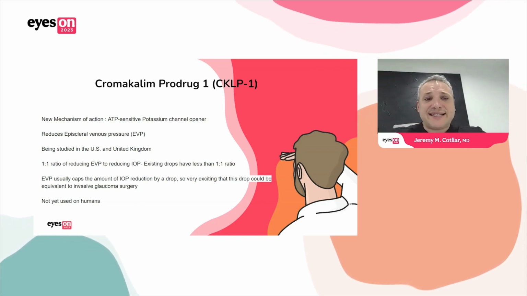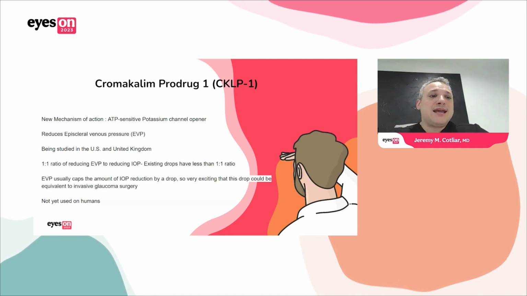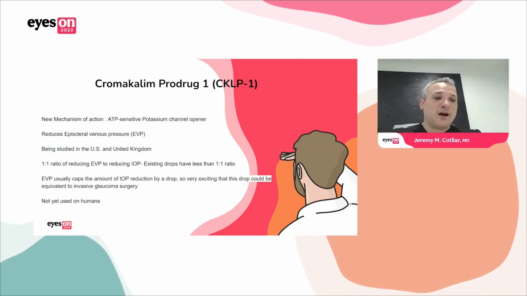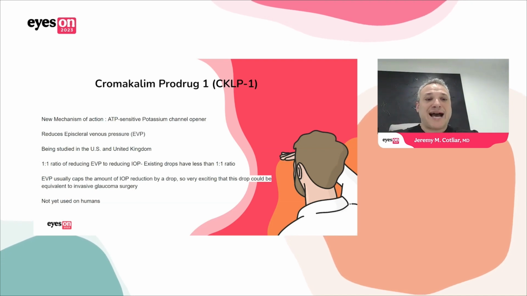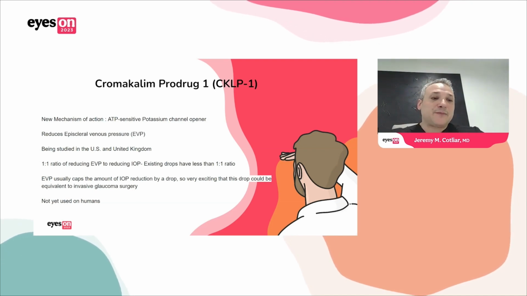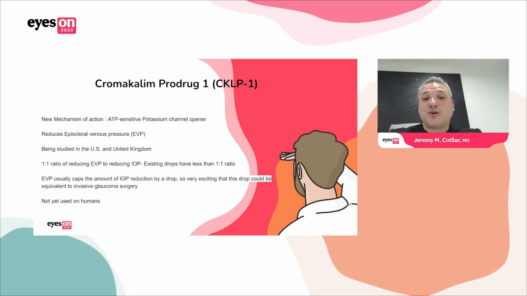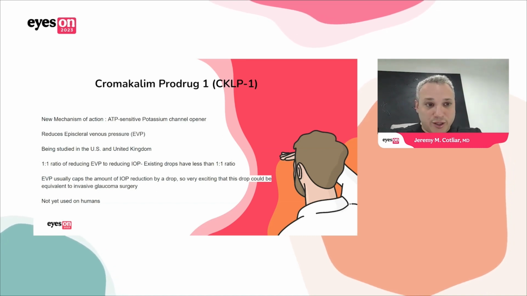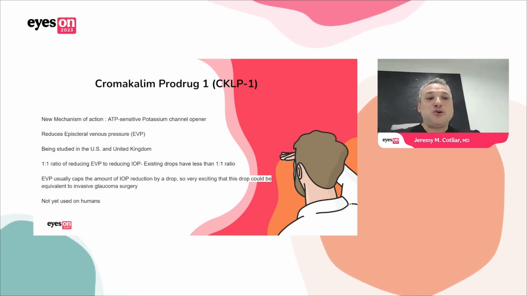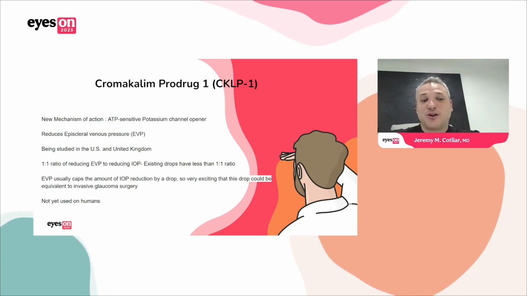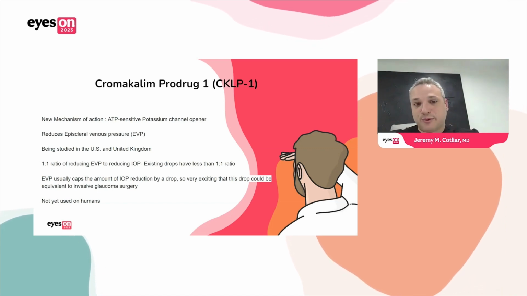It's being studied in the United States and the United Kingdom. It has a 1-to-1 ratio of reducing episcleral venous pressure, or EVP, to reducing IOP. 1-to-1, which is great. The existing drops have less than a 1-to-1 ratio. EVP usually caps the amount of IOP reduction by a drop, as we just said, or for MIGS procedures.